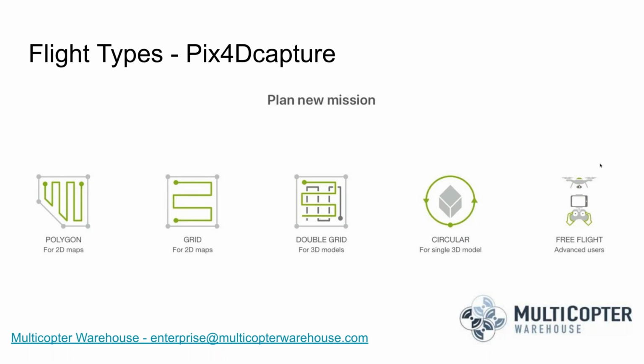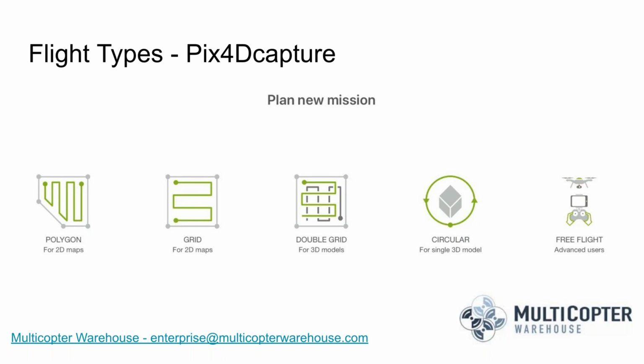The camera angle or orientation on those flight modes can be set anywhere from 0 to 90, whereas the third option, double grid, says it's for 3D models. With that flight mode you are unable to set the camera at a nadir or straight down orientation. So with the double grid option, you're forced to have at least about a 5-degree or 10-degree camera angle. I usually go with about a 15 or 20-degree camera angle for good 3D reconstruction.